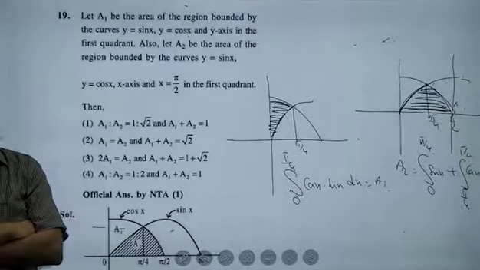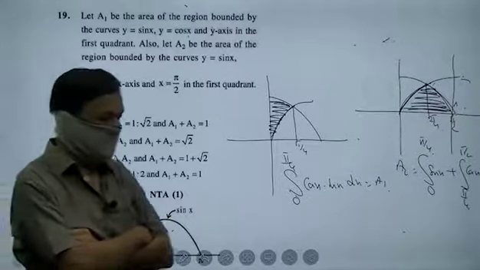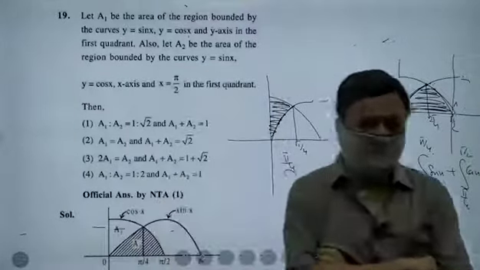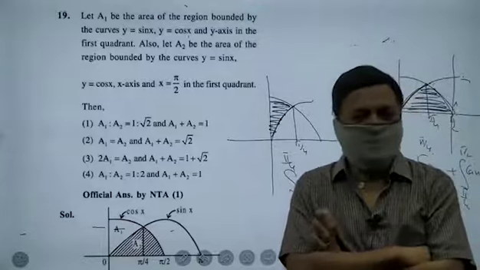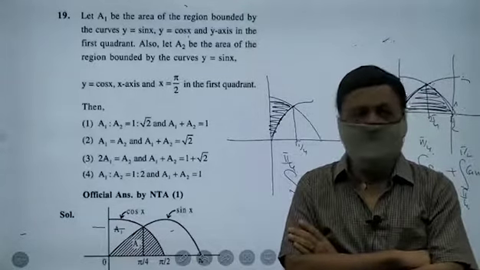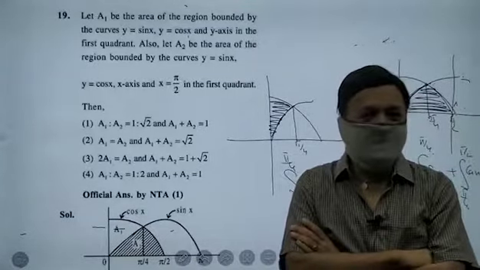So this is also very simple. The paper is not tough. Only 4-5 questions are hard, and 6 questions are hard. But you can leave them. There is nothing wrong.